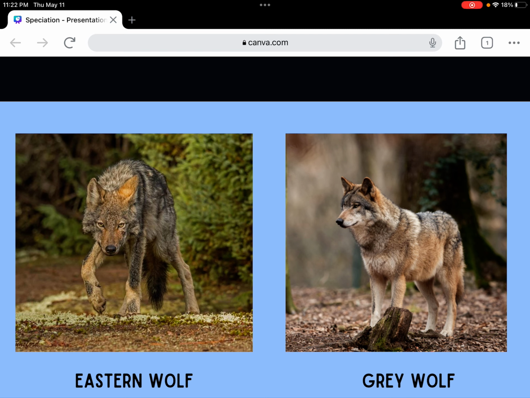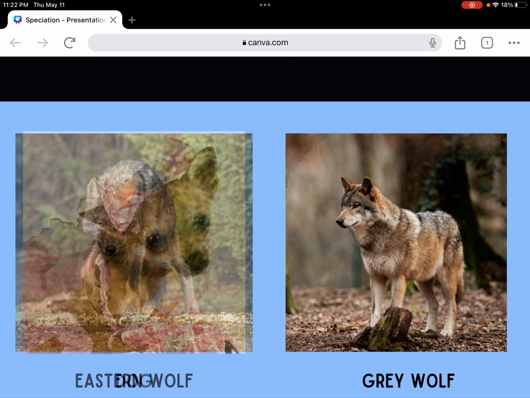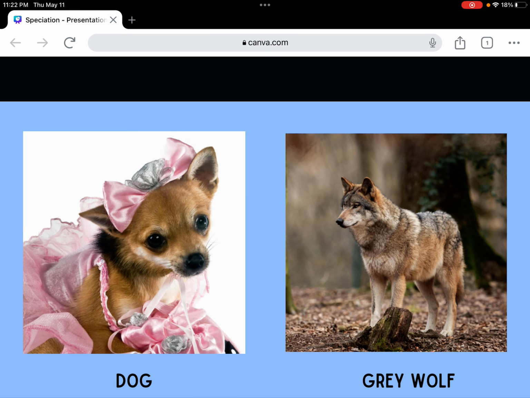So before I get into the ins and outs of speciation, let's take a look at two different wolves. Both of these are native to North America. We have the eastern timber wolf on the left and the gray wolf. I want you to look at these and ask yourself, what makes these two seemingly similar wolves different? What makes them similar? Maybe a better question would be, what makes these two very different looking animals the same species? But that's beside the point.